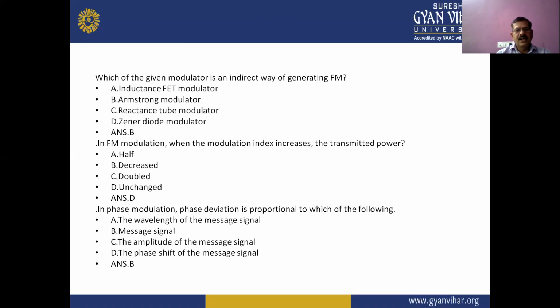In the next question, in FM modulation, when the modulation index increases, the transmitted power: option A, halves; option B, decreases; option C, doubles; or option D, unchanged. Option D is the correct answer, because in FM modulation the modulation index does not depend on the transmitted power. So it is unchanged.